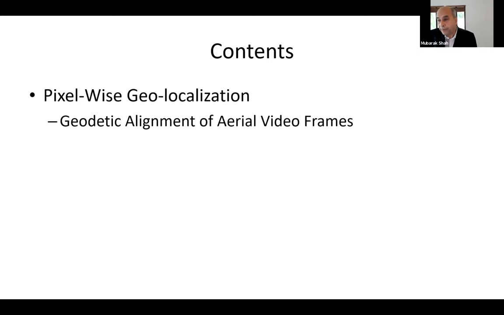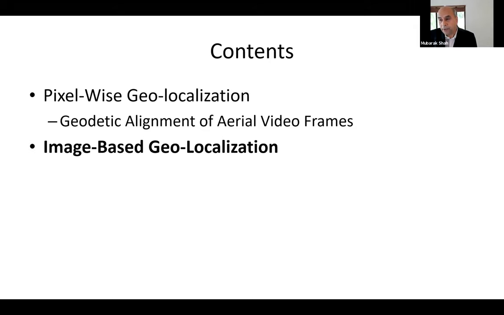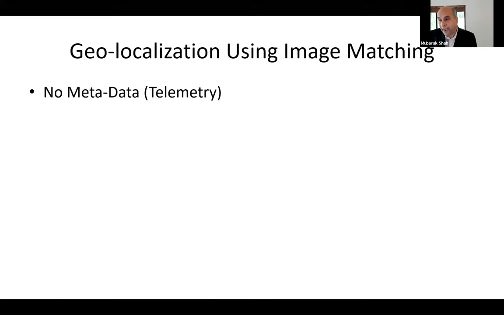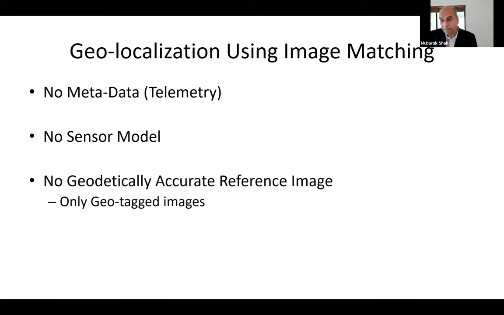So that was about the pixel-wise geolocalization. Now I will move on to the image-based geolocalization. And for that, the idea is there's no metadata. We just have an image. There's no telemetry in it. And we don't have a sensor model because it's very complicated to model that. And we don't actually have the geodetically accurate reference image. We just have geotagged images.